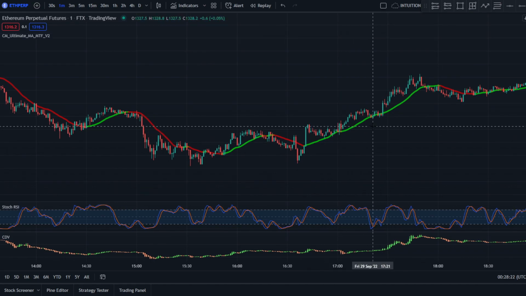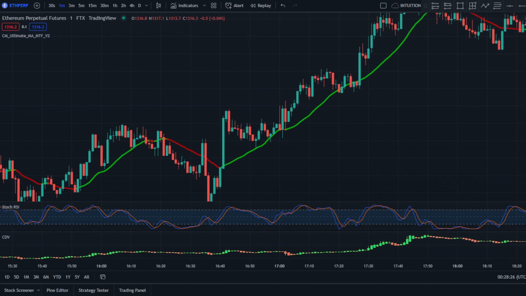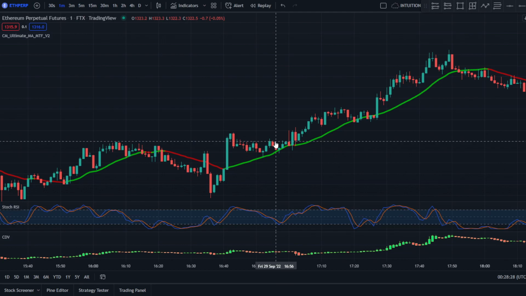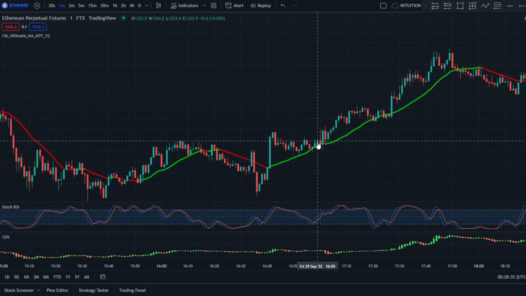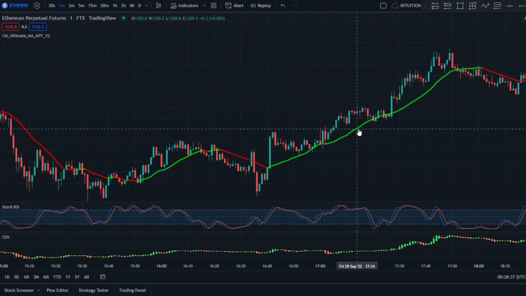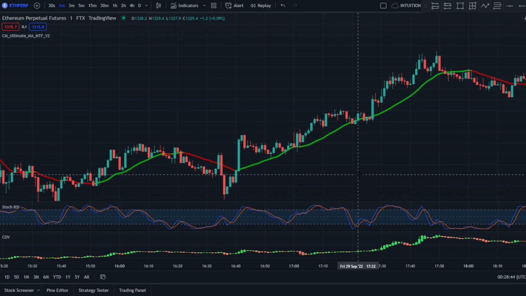So first up, we'll be looking at long positions and how to enter trades of long positions. For you to enter long positions, firstly, the trend line must be green in color and the price must be above the trend line. So right here you can see that price is above the trend line and is green in color. And next up, we'll be waiting for a crossover of the blue Stochastic Rsi above the orange Stochastic Rsi, and this crossover must happen below the 20 line.